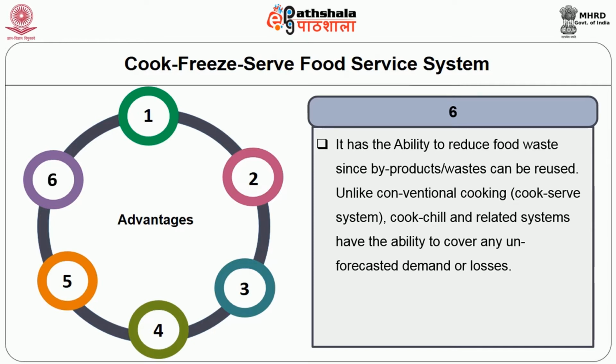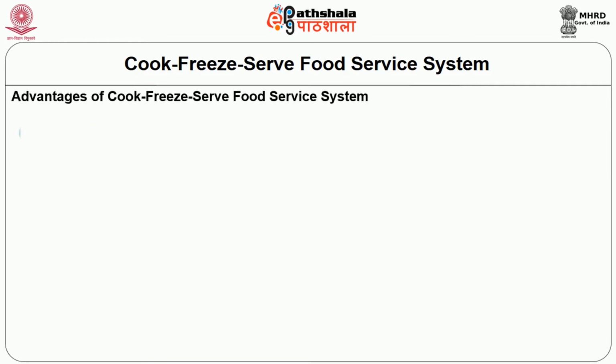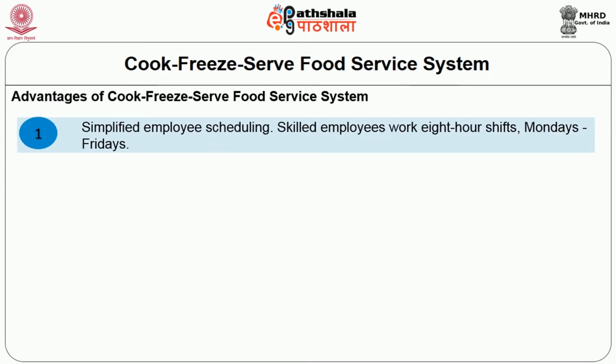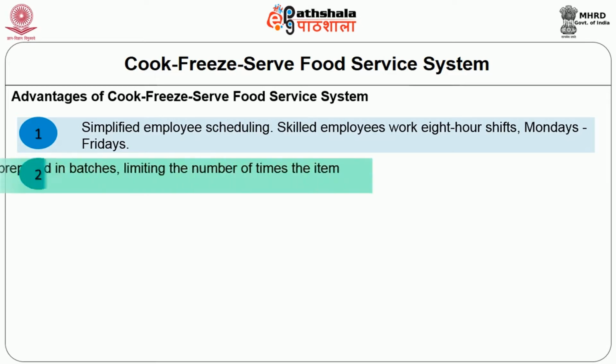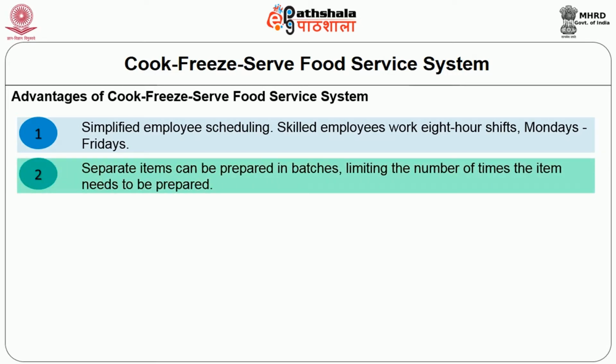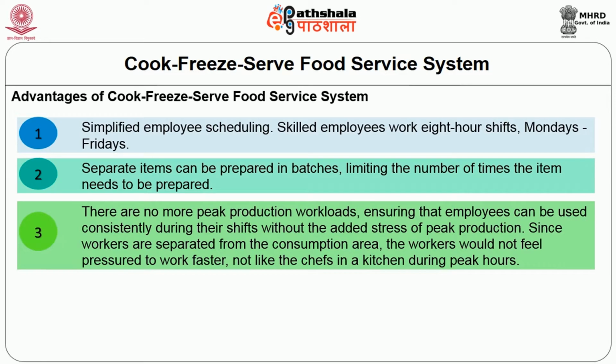The advantages of a cook-freeze system are simplified employee scheduling: skilled employees work 8 hours a shift, that is Monday to Friday. Separate items can be prepared in batches, limiting the number of times the item needs to be prepared. There are no more peak production workloads, ensuring that employees can be used consistently during their shift without added stress of peak production. Since workers are separated from the consumption area, the workers would not feel pressured to work faster, not like the chefs in a kitchen during peak hours.